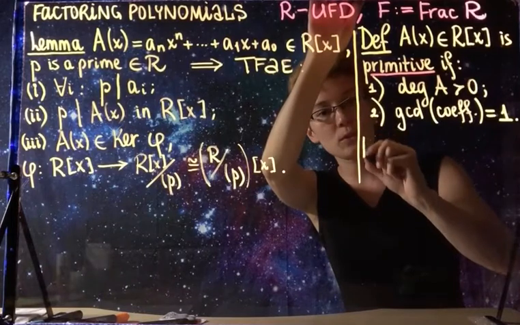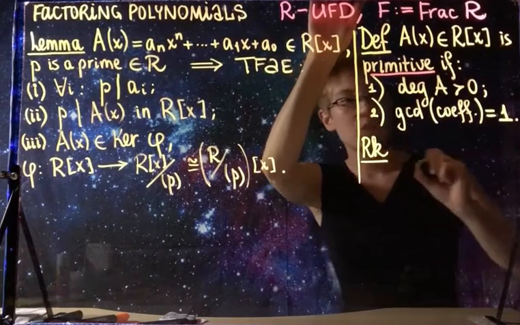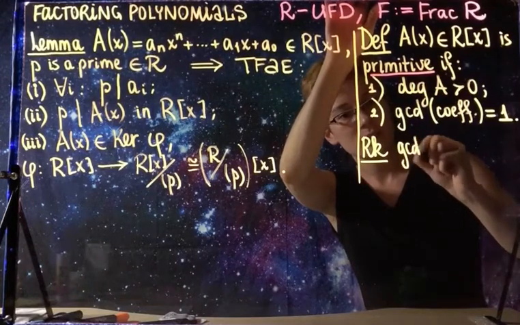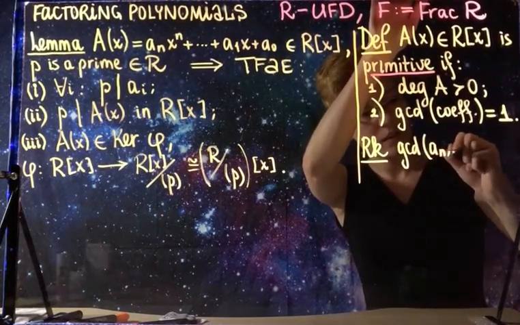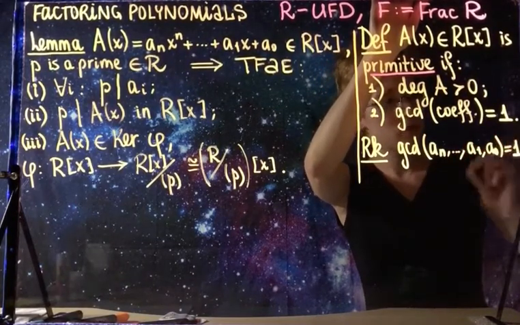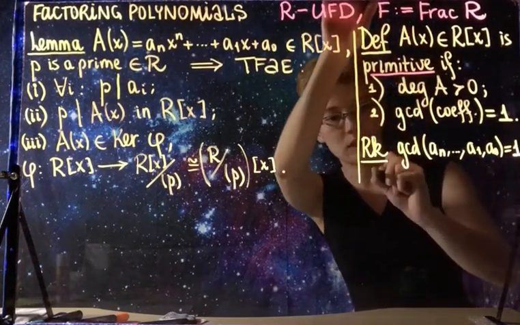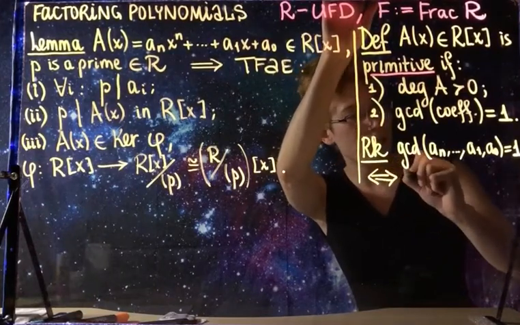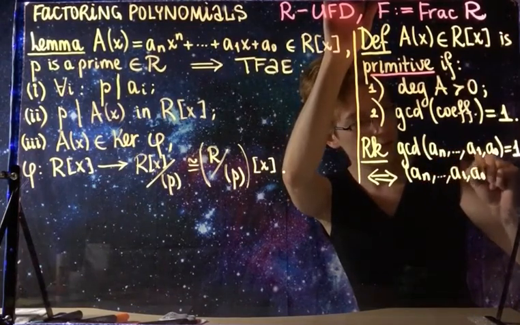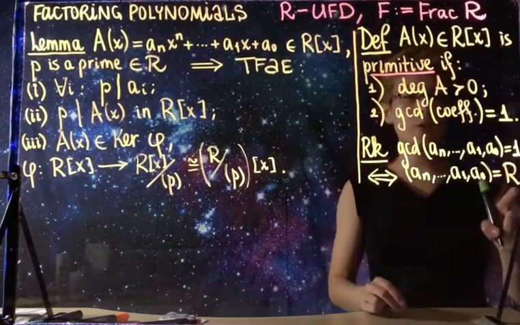And it will be useful to notice that the second condition, that a_n through a_0 are co-prime, if and only if they generate the unit ideal. So a_n through a_0 generate the unit ideal. That is the ideal that coincides with the whole R.